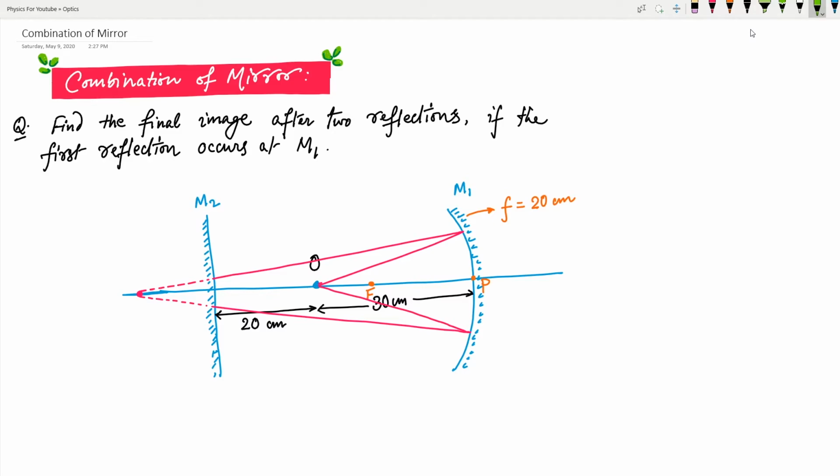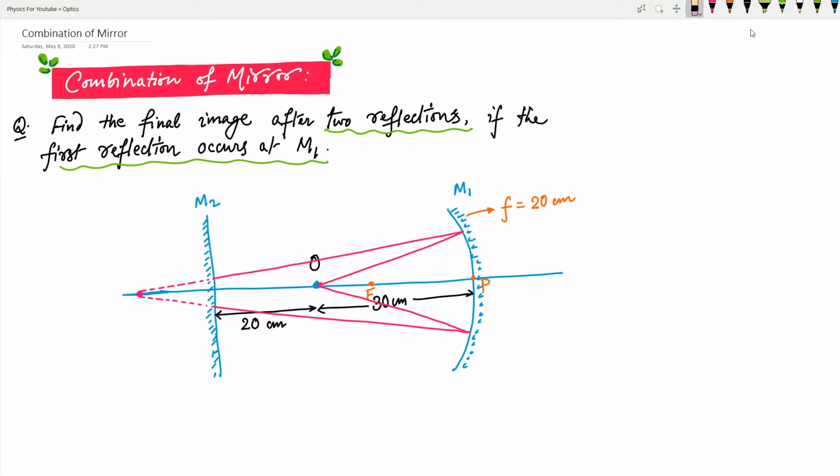Find the final image after two reflections if the first reflection occurs at M1. So the first reflection is occurring at mirror 1. As you can see, there are two mirrors. It says after two reflections, where will the image be formed? I've drawn the diagram, and there are two mirrors: a concave mirror having a focal length of 20 centimeter and a plane mirror. We know the focal length of a plane mirror is infinity, so it's not given. So there are two mirrors, M1 and M2.